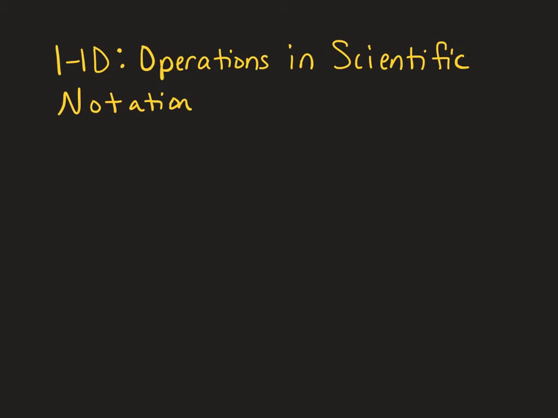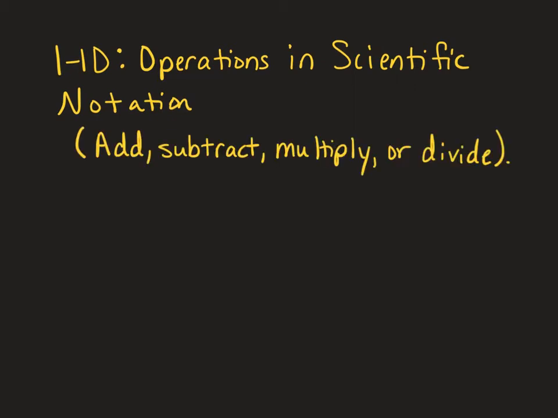Lesson 110 is about operations in scientific notation. Operations mean that you're going to either add, subtract, multiply, or divide. Of course, there are other operations in math that we use on some other types of skills, but in scientific notation, you're going to use one of these four operations.